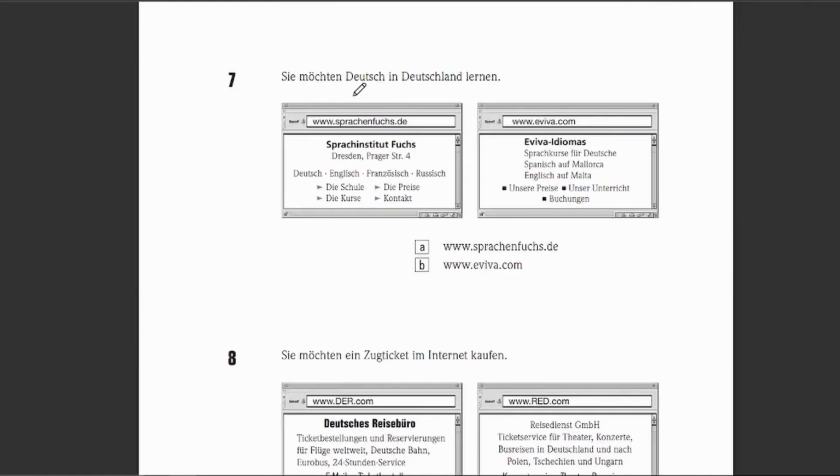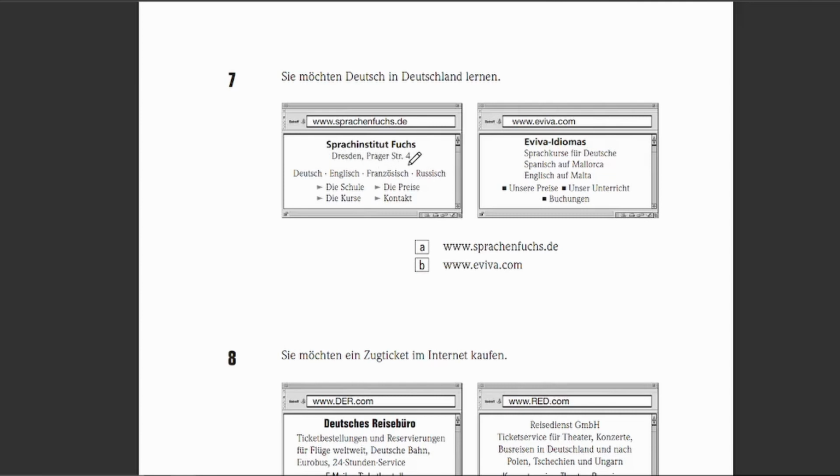Sie möchten Deutsch in Deutschland lernen. So you want to learn German in Germany. So this is a little bit tricky. Let's see. Because Sprachenfuchs.de, Sprachinstitut Fuchs, it seems to be in Dresden. Dresden is a place in Germany.